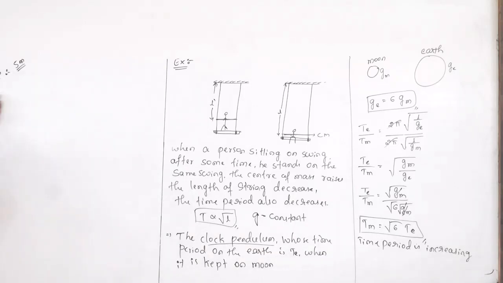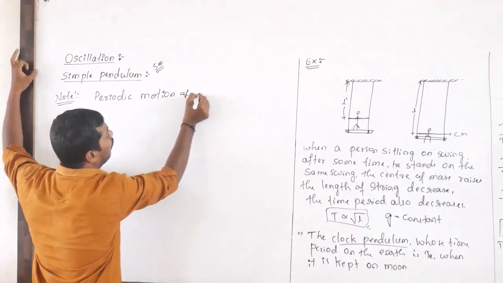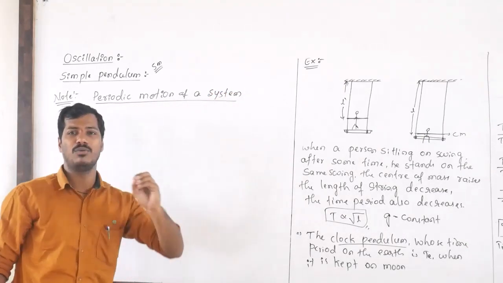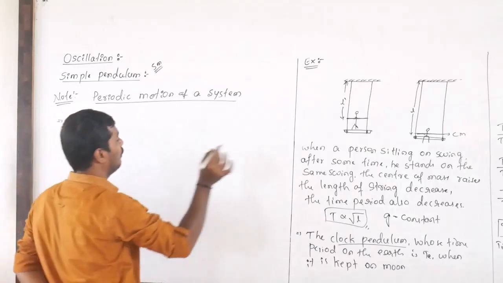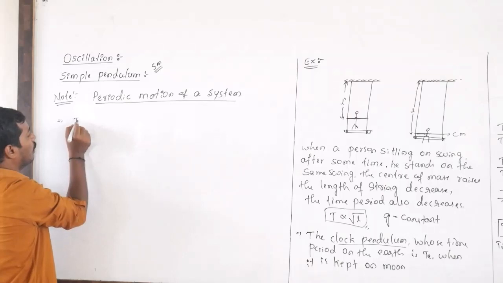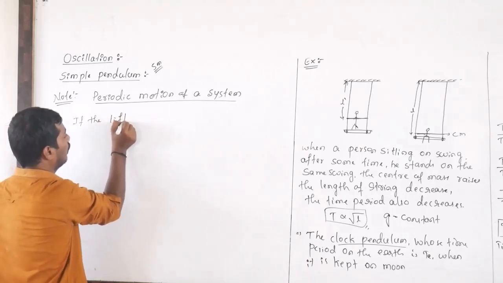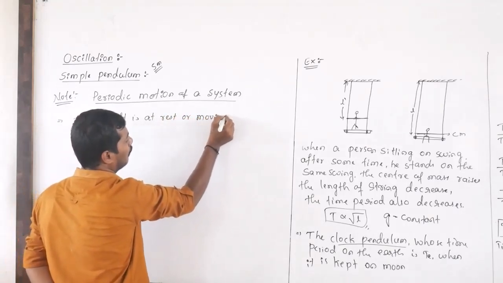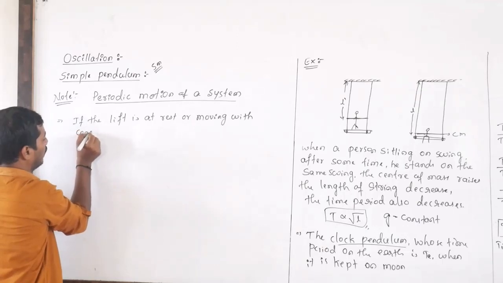Next is periodic motion of a system. Take a lift as an example here. The first condition: the time period of the lift, if the lift is at rest or moving with uniform motion, uniform velocity, or constant velocity.